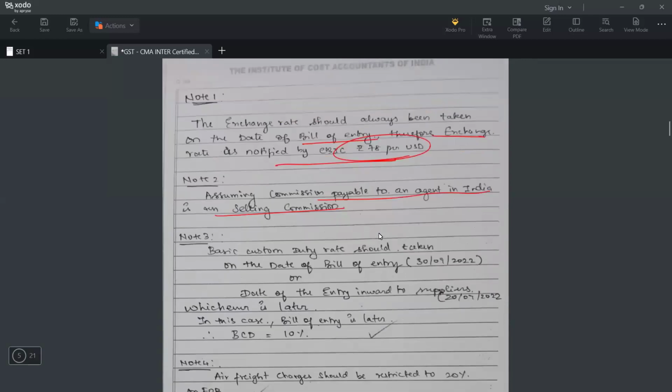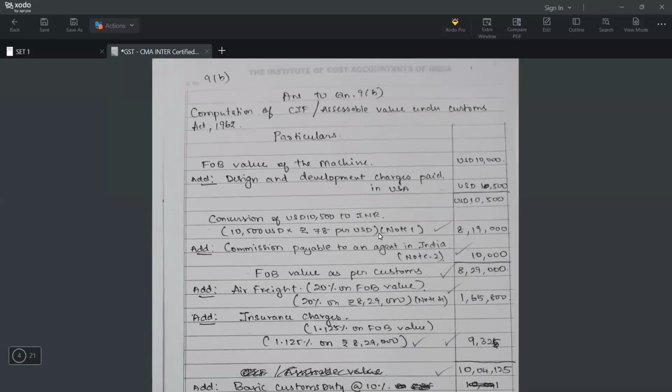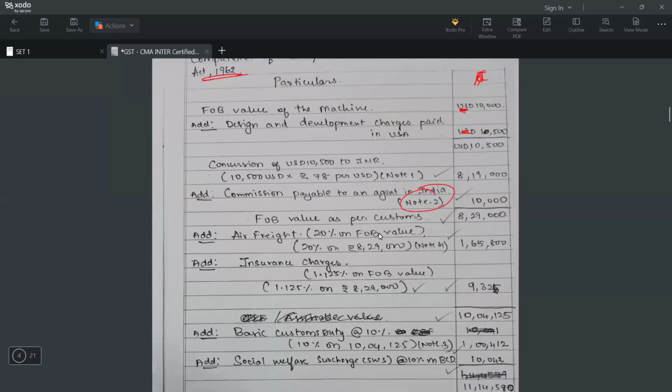You should not write it simply by posting this computation of assessable value under Customs Act 1962. You should write it properly. Don't put the rupee symbol here because you are writing in USD. How can you put the rupee symbol? Whatever it is, give a reference. The note number needs to be there.